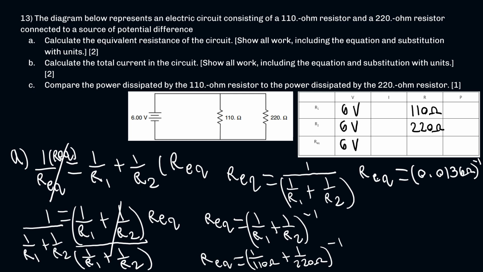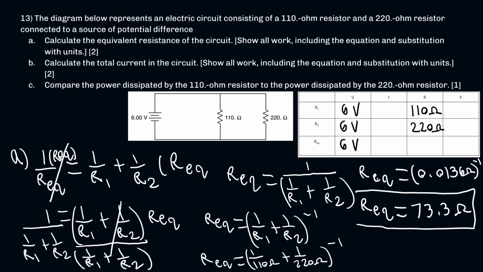So what you want to do here is just plug this into your calculator, and you should see somewhere on there x to the negative first. So you can just do answer to the negative first power here. And you should get your answer here. So you should get the equivalent resistance, REQ, is going to be equal to around 73.3, and don't forget your units as ohms.